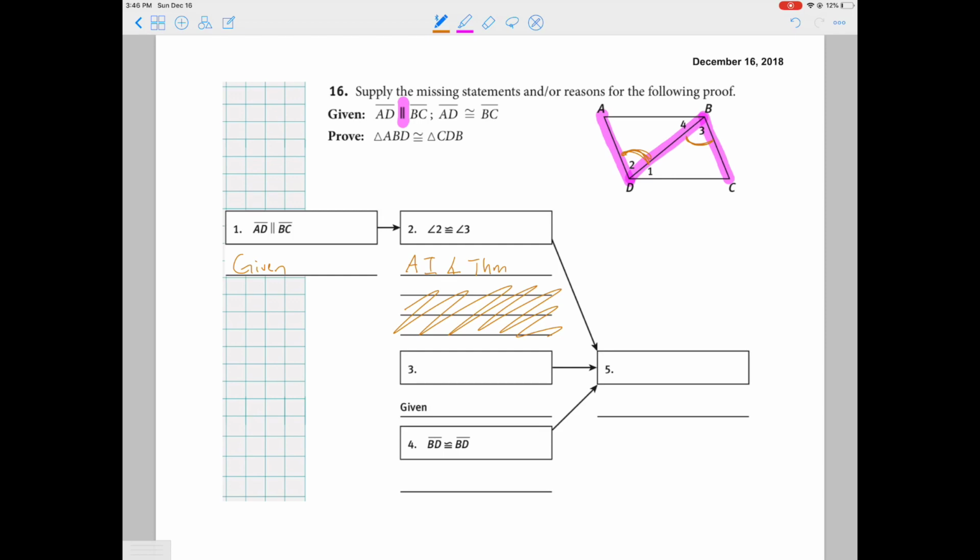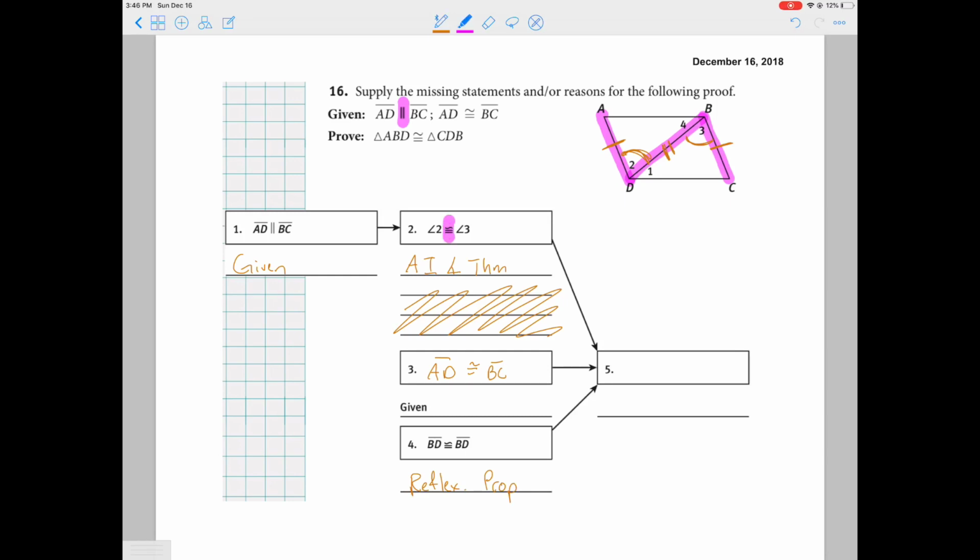The next thing is given. So if we look back up at our given, it says AD is congruent to BC. In our picture, let's add that. We need a tick mark on AD and a tick mark on BC. Next thing that they say, BD is congruent to BD. If we look at our picture, BD is right here. BD is also right there. So because it's the same line, that should always be the reflexive property.